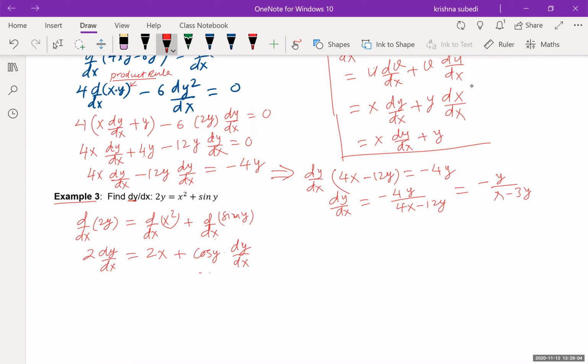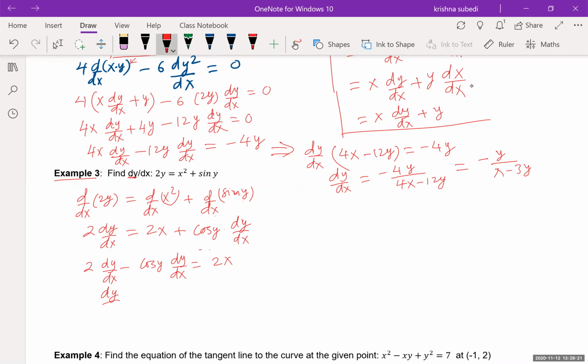Now our job is to bring all the terms with dy over dx to one side of the equation, which is 2 dy over dx minus cos y dy over dx equals 2x, and factor out dy over dx, so that you're left with 2 minus cos y equals 2x. So your final answer is going to be dy over dx equals 2x over 2 minus cos y.